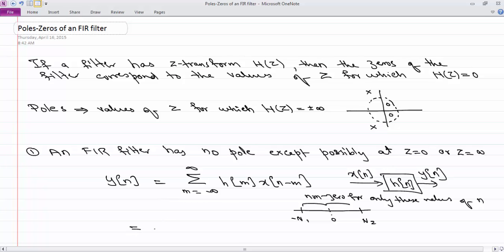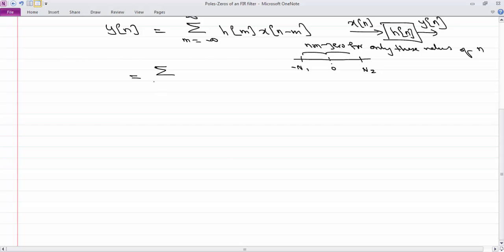So in that case, I can simply replace the summation with m from minus N1 to N2, h of m, x of n minus m. Right now we have used no other property except that it's an FIR filter. So what is now the Z transform of an FIR filter?